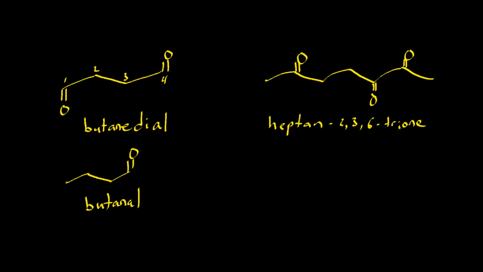There's one definite exception that I can think of off the top of my head, and that's this guy. Okay, you have 1, 2, 3 carbons. The only way it can be a ketone is if it's on the second carbon. So that would be propanone.